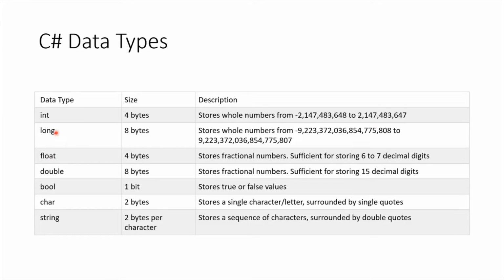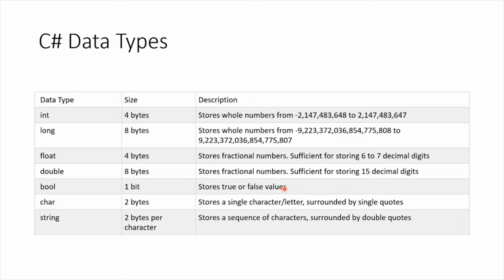And then you have float, which stores fractional numbers, decimal numbers sufficient to store 6 to 7 decimal digits. And then you have double, which is 8 bytes, while float is 4 bytes, and it stores fractional numbers sufficient for storing 15 decimal digits. And then you have bool, which is only 1 bit, and stores true or false values, which is 0 or 1.